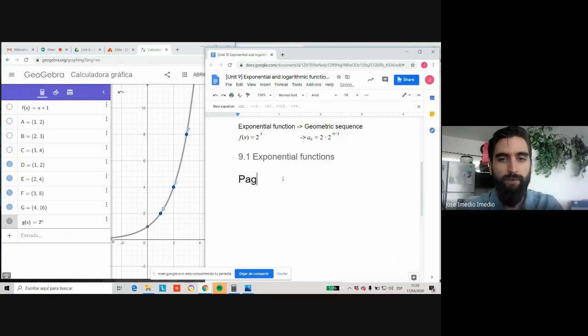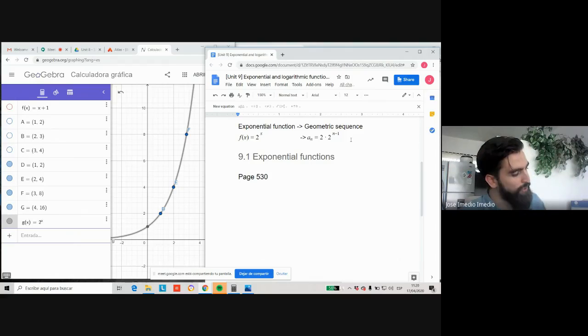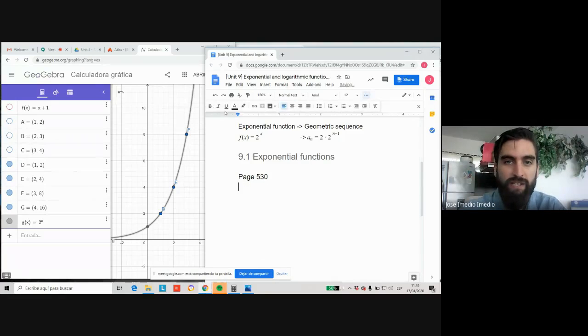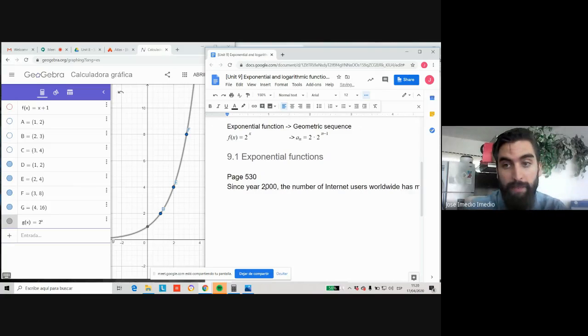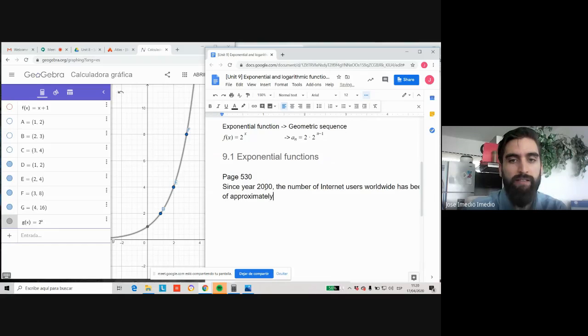In your book, I'm reading on page 530, it uses an example saying that since the year 2000, the number of internet users worldwide has been increasing at a rate of approximately 17% per year.